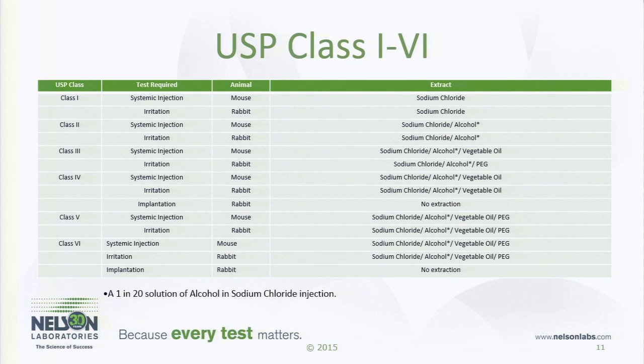But I wanted to let everyone know that USP Class 6, although it's a good screening test, is not the end all, because they don't include a sensitization test either. There are some tests that a medical device has to perform that USP Class 6 does not cover. This is the USP Class 6 chart. There are actually 6 classes. You can be USP Class 1 if you really want to. Depending on how many tests you run, you get a certain classification. USP Class 6 has those 3 tests: the systemic injection, the irritation, the implantation, and the extraction fluids for each one are listed there.